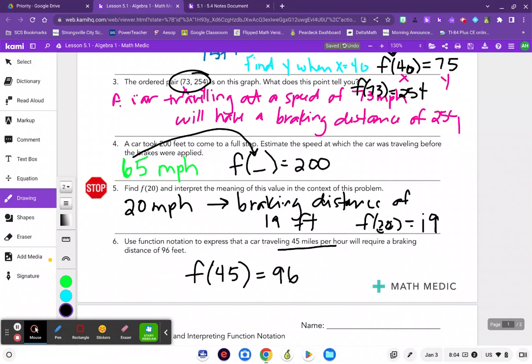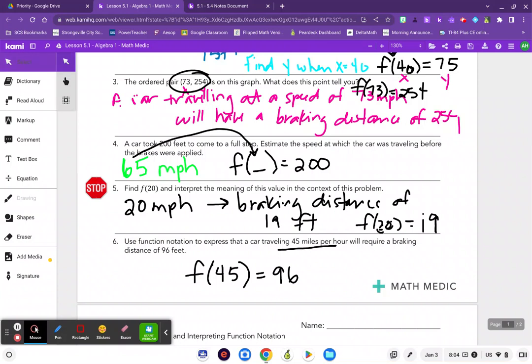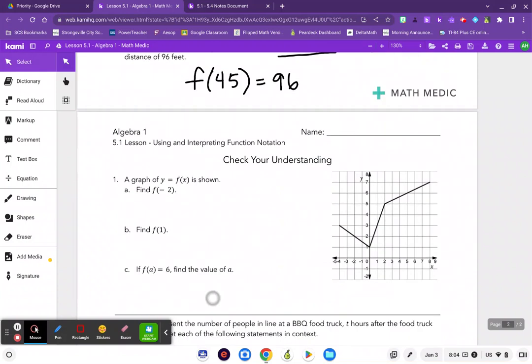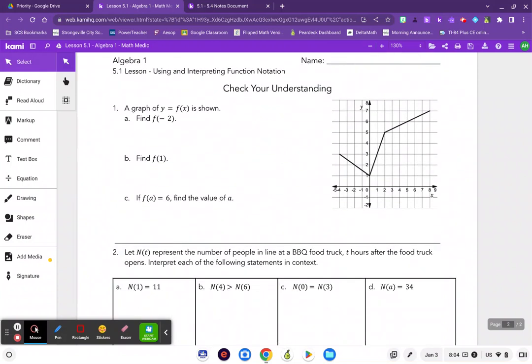So I have a second video on the notes page, filling out notes for section 5.1. And then after that, we had some time to kind of figure out the check your understanding for 5.1, see if you know what's happening. So the key will be posted for you for the check your understanding, but it's a chance for you to see if you understand this function notation and how to interpret it. If you have any questions, as always, let me know.